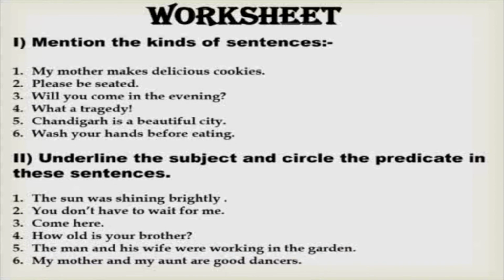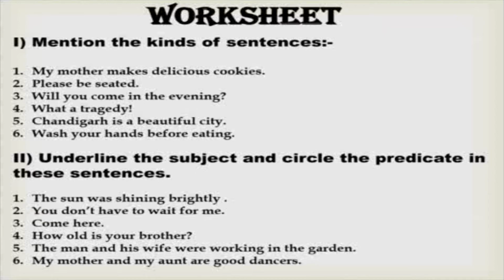Now children, I have a worksheet for you. So, in the nouns chapter, you had to do exercise J in your notebook. I hope you all have completed that work. So, after completing that work, you will do this worksheet in your English 1 notebook. Okay? So, here the first question is mention the kinds of sentences.